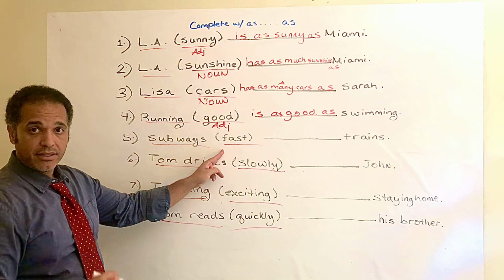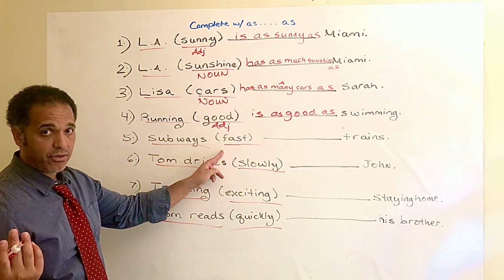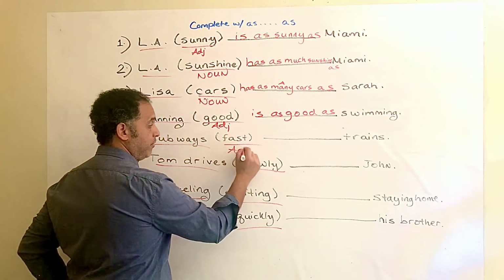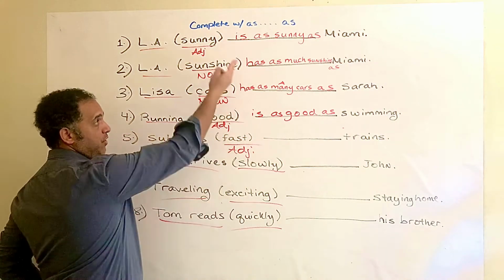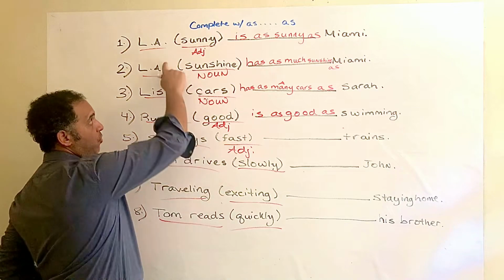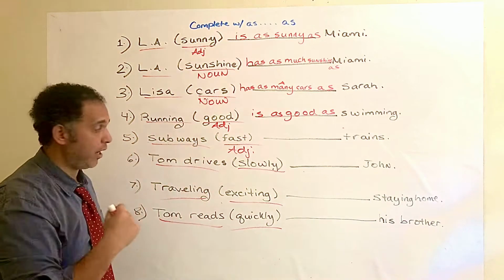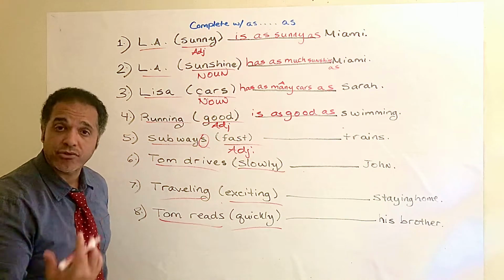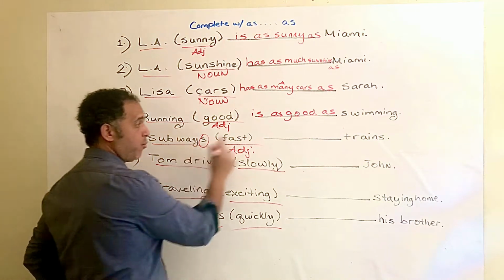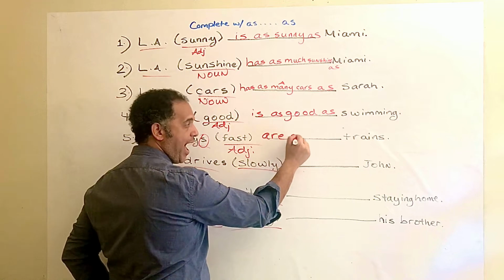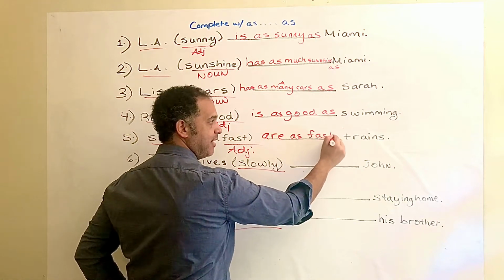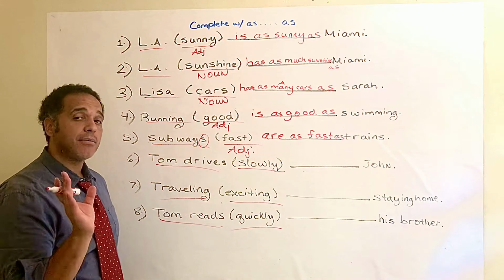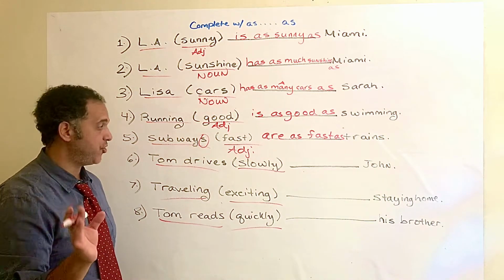Fast. Fast can be used as an adverb, but in this case it's being used as an adjective. You can use both. Now, if you notice in these, the subject is all singular. One. When I change it and say subways, you have to adjust your sentence. Subways are as fast as trains. Same idea, but we just need to make sure that the verb be is changed.